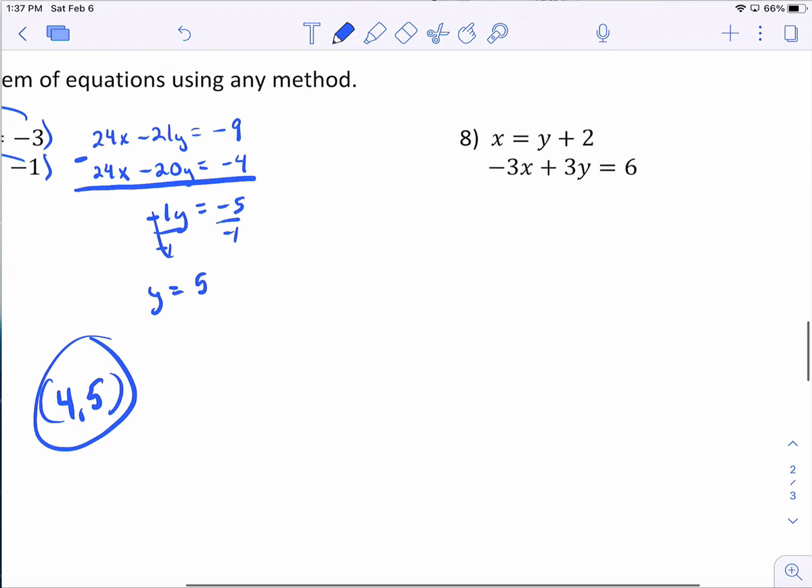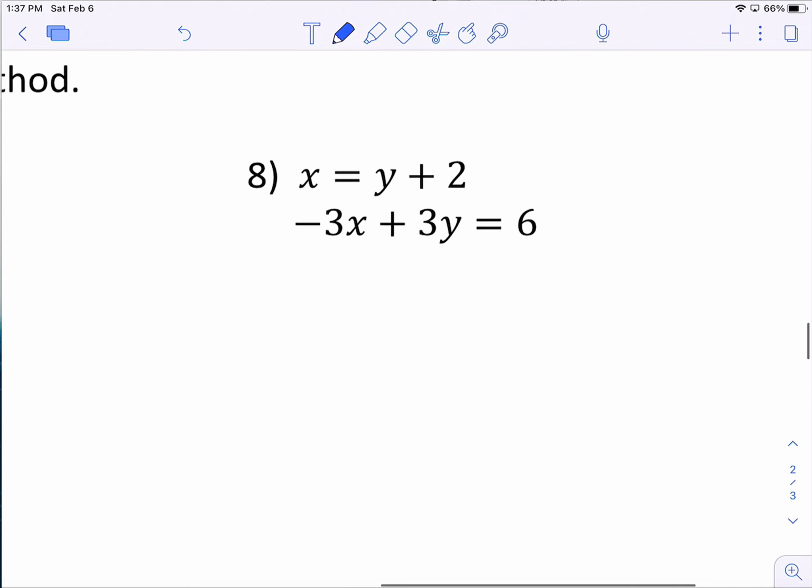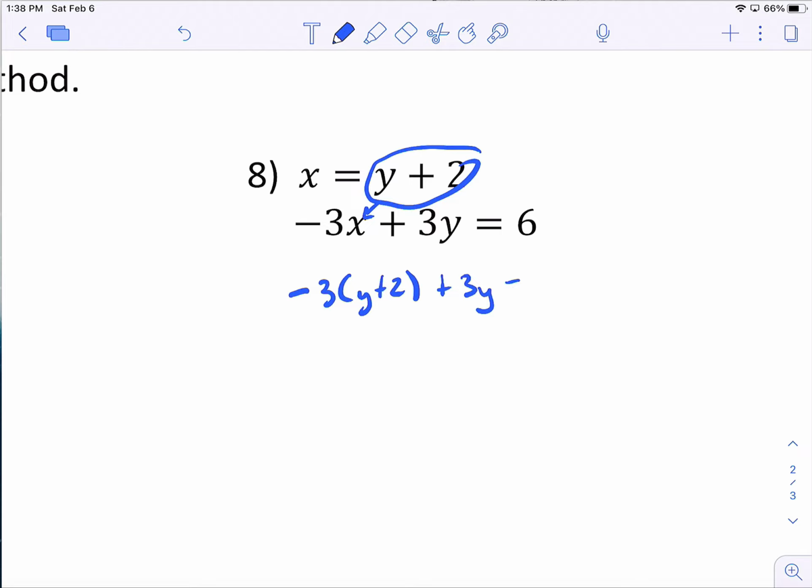Okay, now number 8, if I look at that one, definitely not graphing, not y equals mx plus b. But this one's set up nicely for substitution because the top equation is already solved for x. So I'm just going to go ahead and take that and plug it in for x. I will not use elimination because the x and y are not on the same side. So negative 3 times y plus 2, plus 3y equals 6.